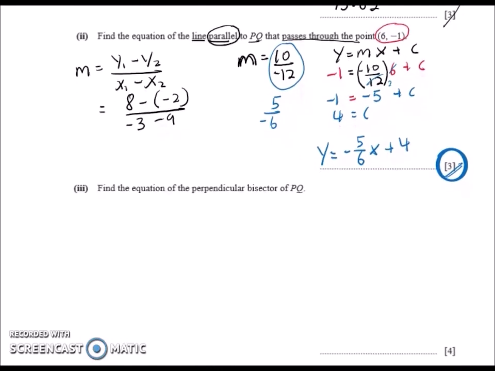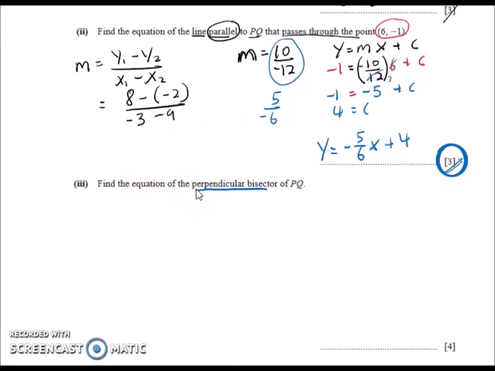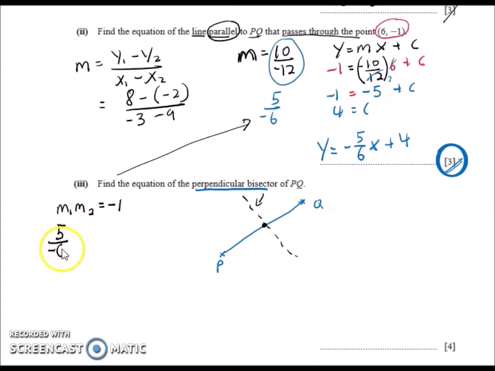I'll scroll down. Now we have to find the equation of the perpendicular bisector. For the perpendicular bisector, we have PQ. First we have to find the midpoint of PQ, and then find the equation of this line. This is the equation of the perpendicular bisector. For perpendicular gradients, m1 times m2 gives negative 1. Since we already obtained the gradient of PQ, 5 over negative 6, times m2 equals negative 1. So the gradient for this line, m2, will be 6 over 5.